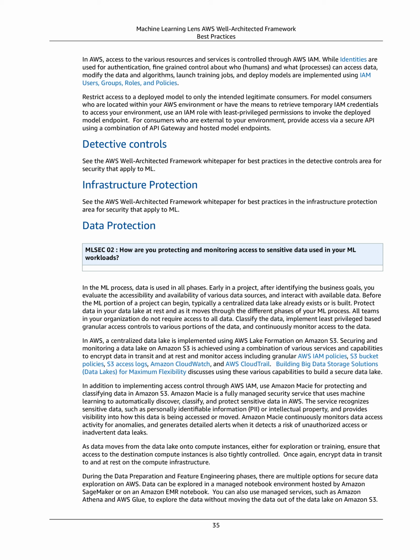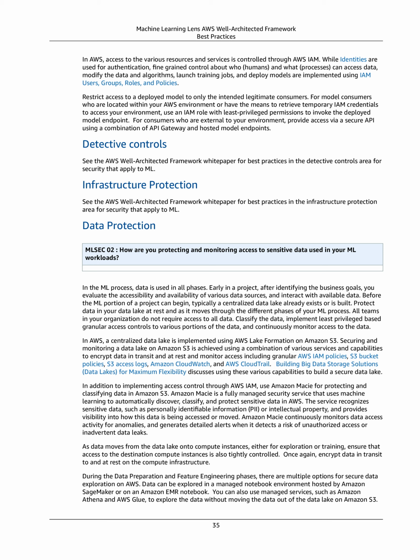Protect data in your data lake at rest and as it moves through the different phases of your ML process. All teams in your organization do not require access to all data. Classify the data, implement least privileged based granular access controls to various portions of the data, and continuously monitor access to the data. In AWS, a centralized data lake is implemented using AWS Lake Formation on Amazon S3.